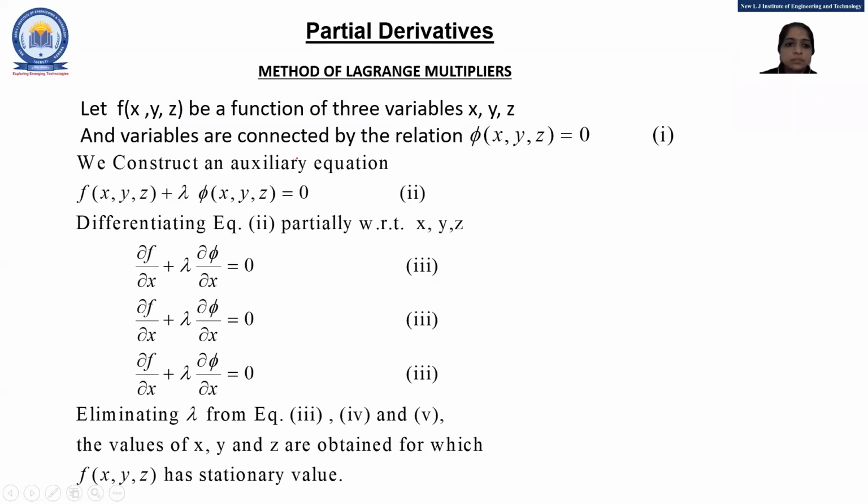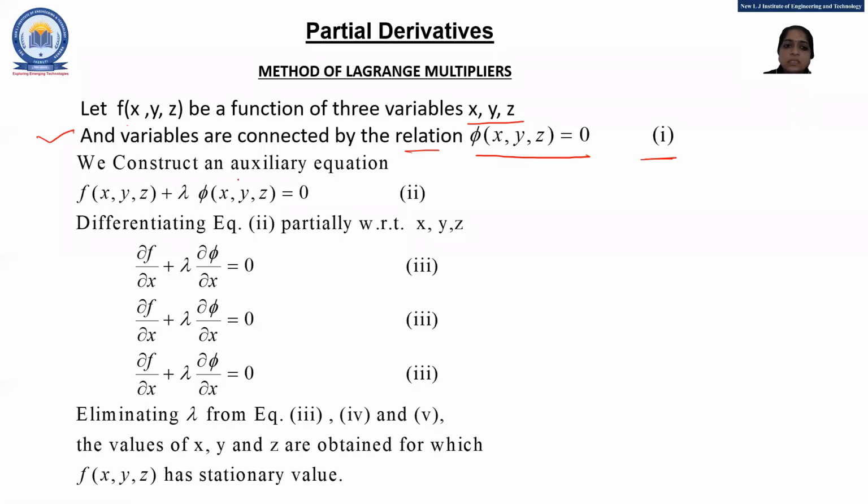In this method, we are given a function with three variables x, y, and z. These variables are connected by the relation phi of x, y, z equal to 0, and this relation we give as equation 1. So this is our first step.